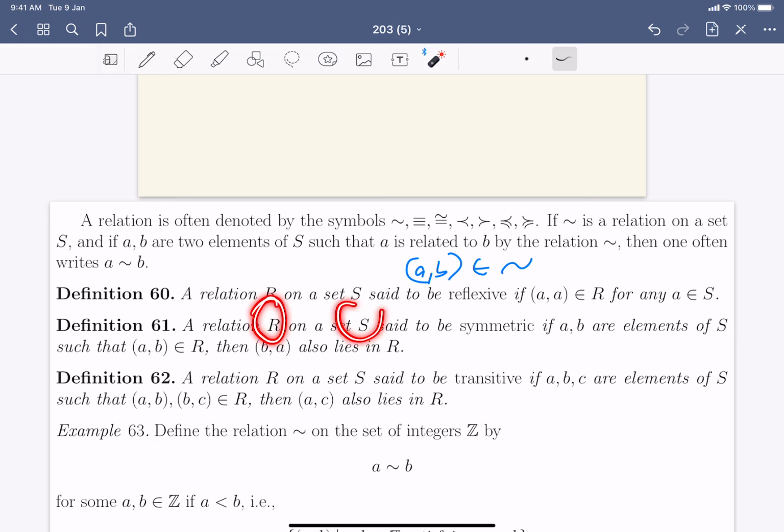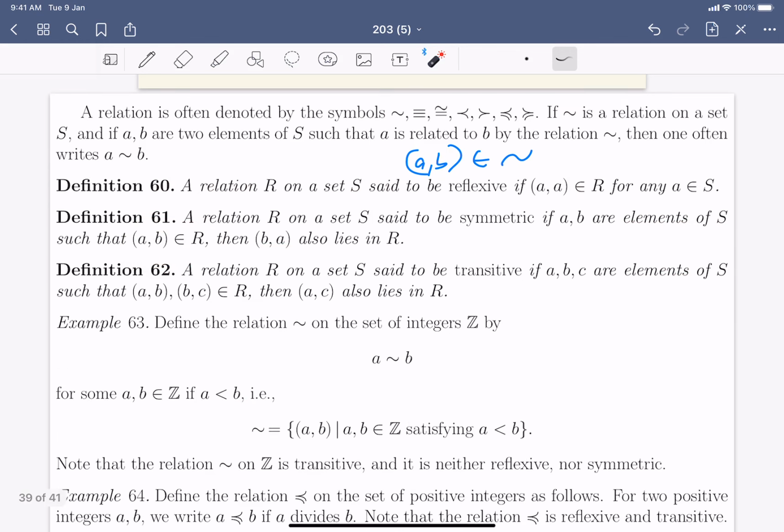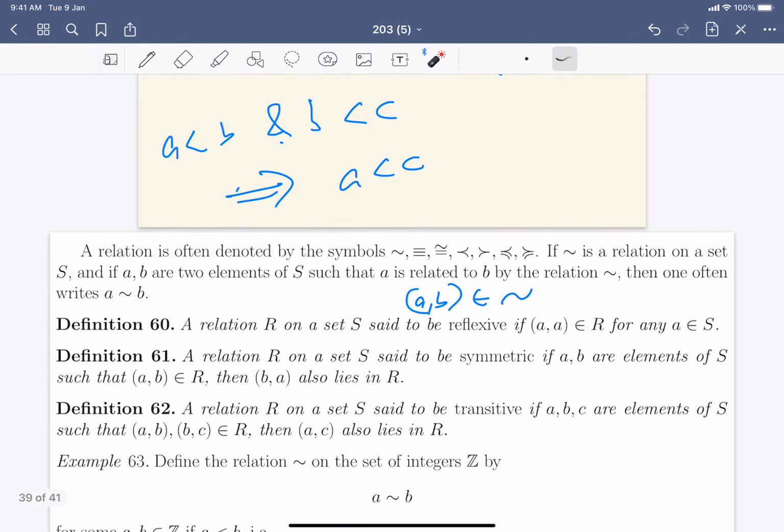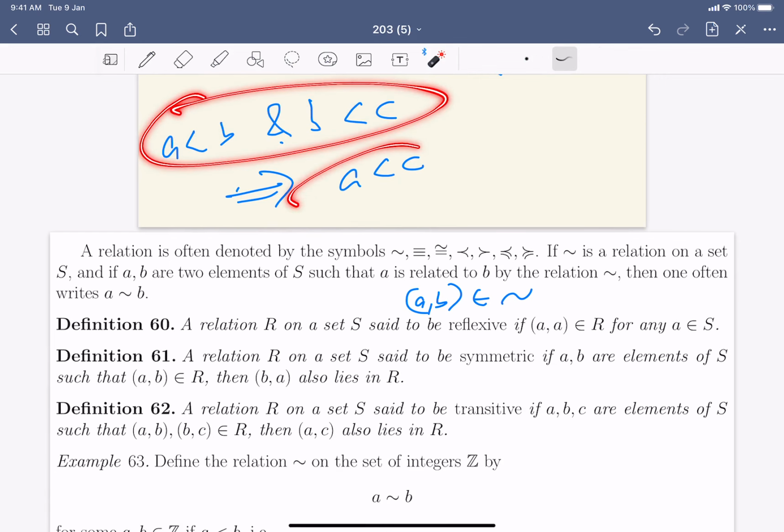Okay, so a relation R on a set S is said to be symmetric if A, B are elements of S such that A is related to B, then B is also related to A. And there is another notion, this notion of transitivity. For example, you know that less than has a certain transitivity property. By that I mean, if A is less than B and B is less than C, this information implies that A is less than C, right?